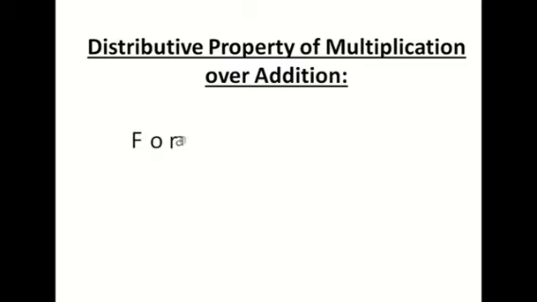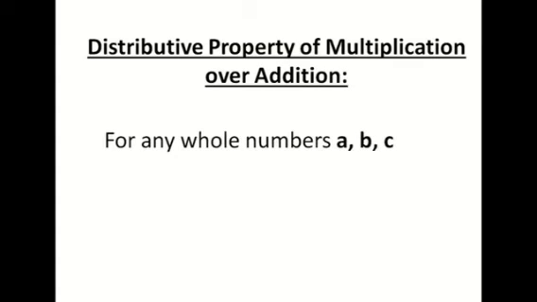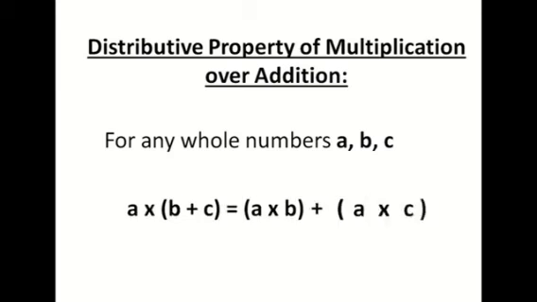Now we will express this distributive property of multiplication over addition in general form. So take A, B, C as any whole numbers. How do we express them? We can express them: A into B plus C equals A into B plus A into C. Yes, I hope you are clear. Let's do a few sums using this property.